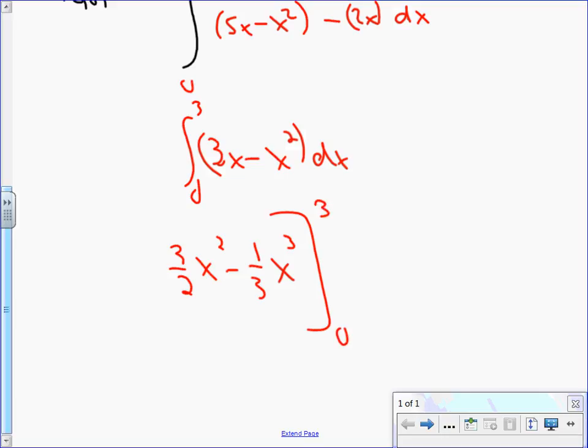And what does that tell you to do? Plug in the 0 and subtract them. Okay, this is what we just learned. We just did this on Thursday. So this is 3 halves times 3 squared minus 1/3 times 3 cubed, and this thing over here ends up being 0. Okay, so you plug in 0, you get a bunch of zeros. So a little bit of fraction arithmetic, not much, but a little bit.